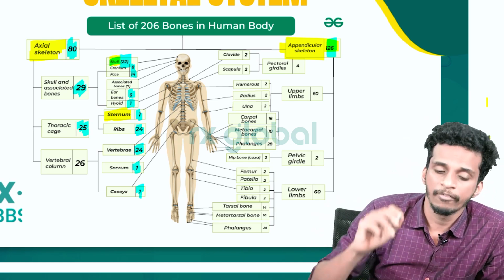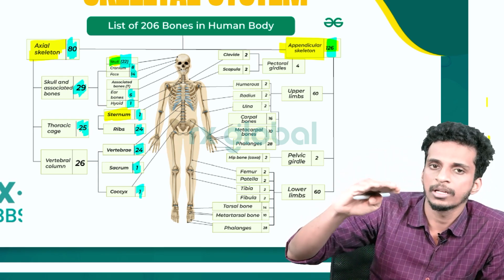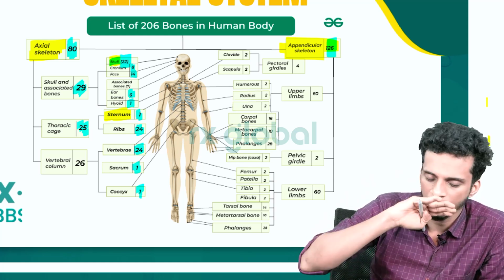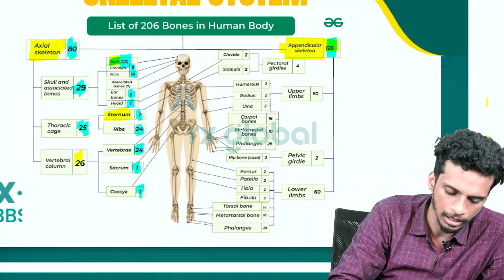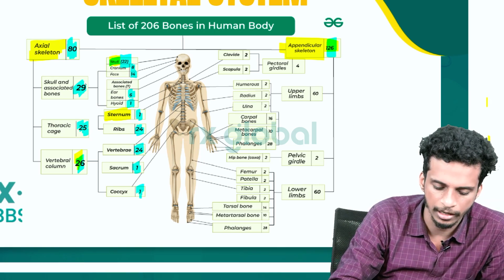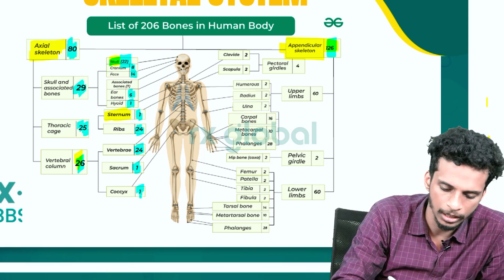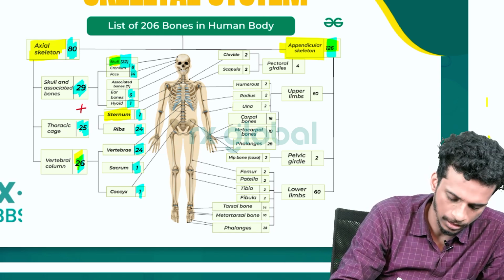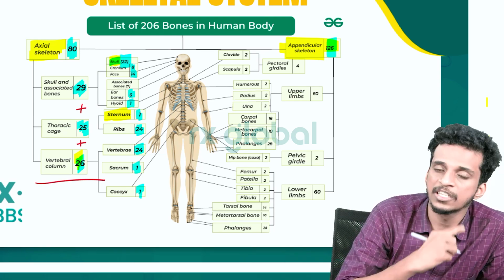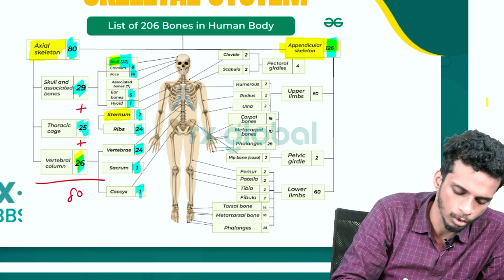So I have 24 vertebrae in the cervical, thoracic, and lumbar area. Then I have one sacrum and one coccyx. Altogether it makes 26 bones. So now in my axial skeleton, I have 29 skull plus associated bones, plus 25 bones in the thoracic cage, plus 26 bones in the vertebral column, which gives me a total of 80 bones.